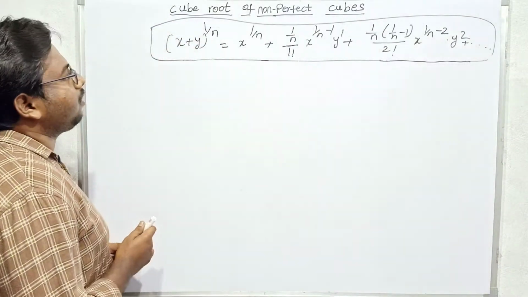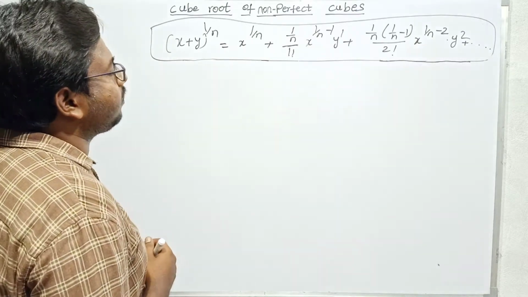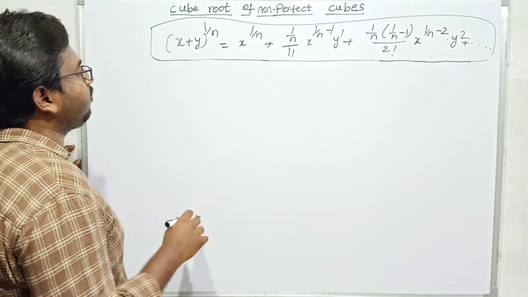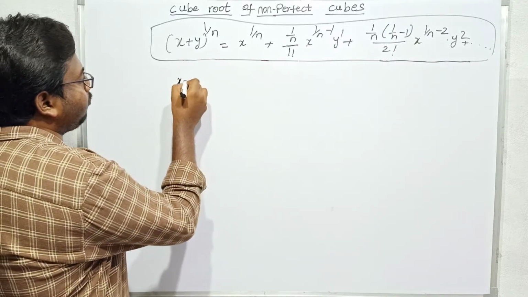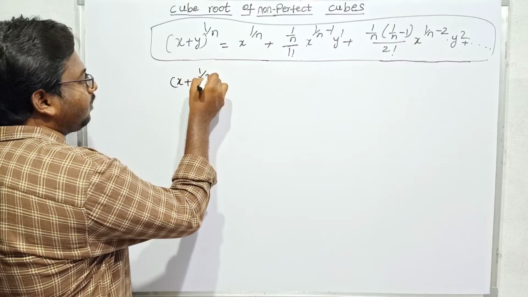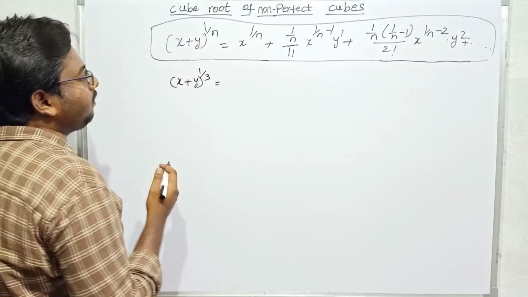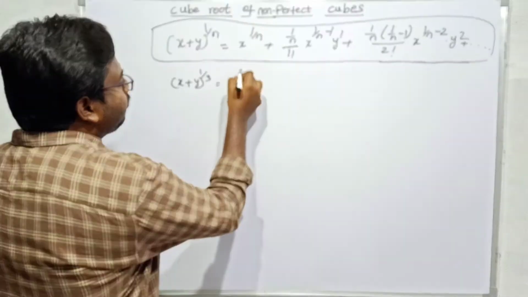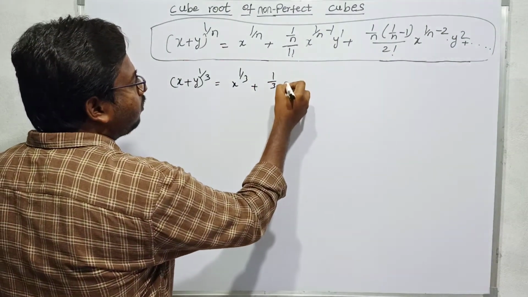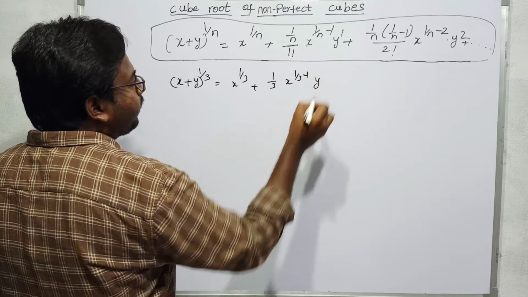So we will see the cube root of non-perfect cubes. I said this formula when I was discussing the square root of non-perfect squares, so this formula is not new to you if you watch my previous videos. If I want to calculate the cube root of (x plus y), that means (x plus y) whole power 1 by 3, and I compare these two, the value of n is nothing but 3. So I will put the n value as 3. So 1 by 3, 1 factorial is nothing but 1. So x power 1 by 3 minus 1 into y.